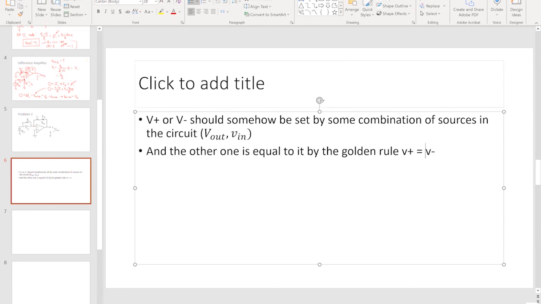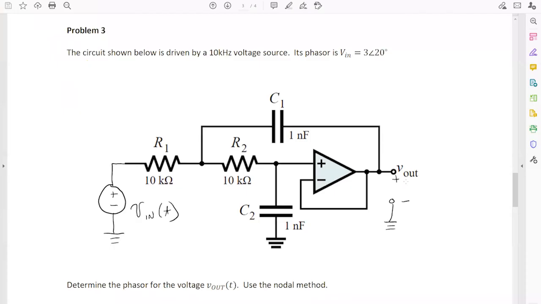One of them should be settable. The thing to think about is maybe that V out is a source. So in this case, V out is the source. So that's good. V out is equal to V minus. So V minus is the one that's set by sources, and then V plus is set by the golden rule. So look for the one that you can set by sources, and then look for the one that you can set by the golden rule. Okay. That's probably the way to think it through.